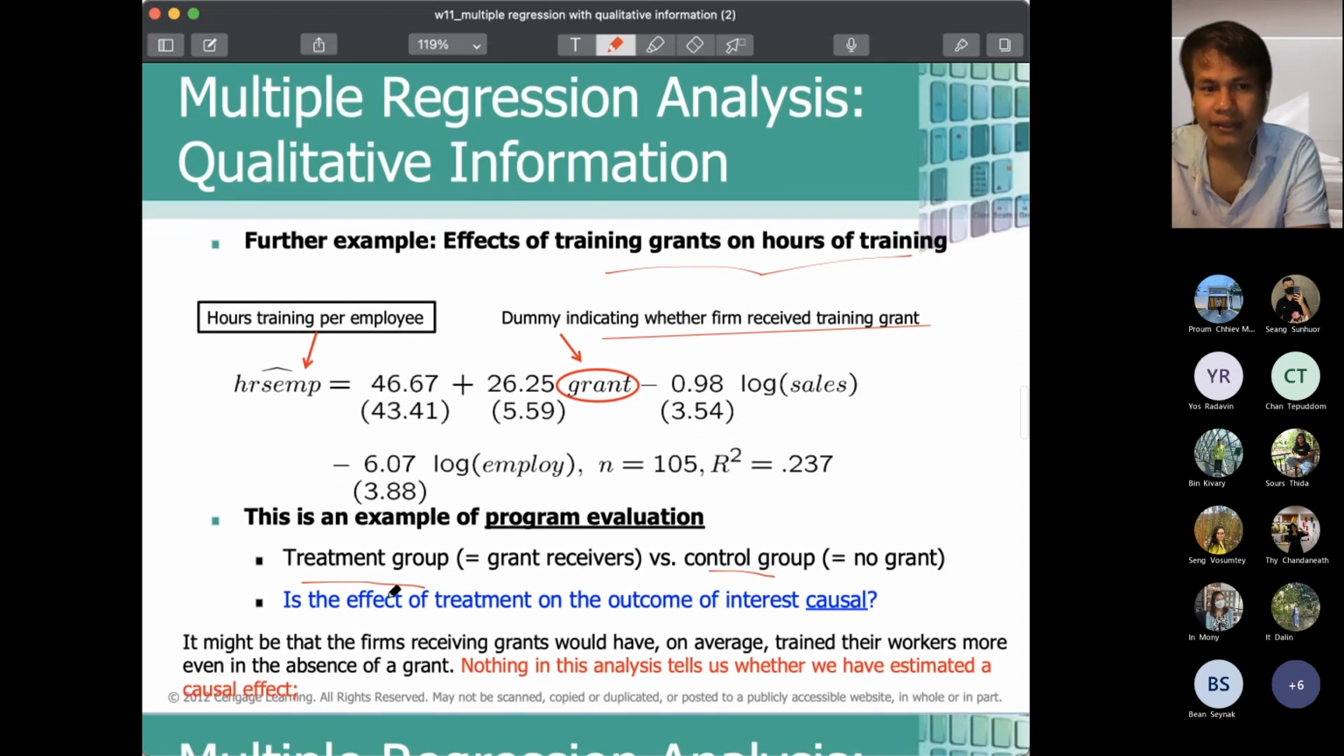And if you look at this, the question is, is the effect of treatment on the outcome of interest causal? Can we make a causal interpretation? No, not really. That is not enough control. There are many other independent variables that may correlate with the grant. You need to know what the characteristics of firms that receive grants are. You need to include those characteristics as independent variables.